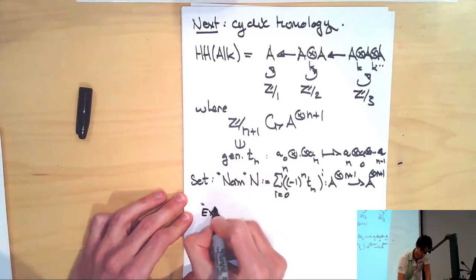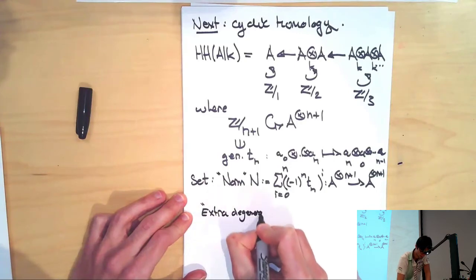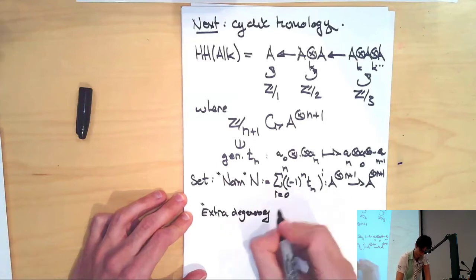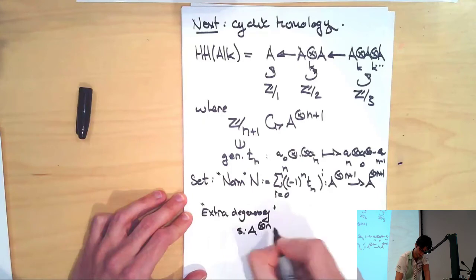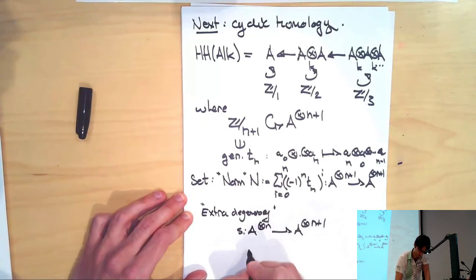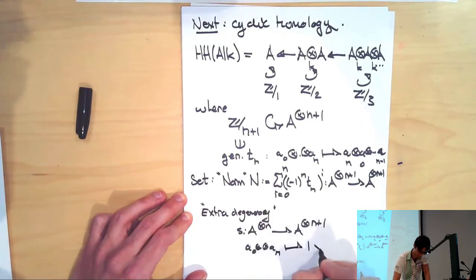And then the next map in the story is the extra degeneracy, as if it wasn't already degenerate enough, S. So this will go from A tensor n to A tensor n plus 1, in which I just take some A0, blah, blah, AN, insert some tensors, and I stick a 1 in front.